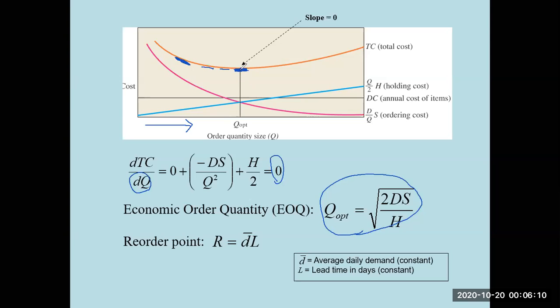And then at this point, if we increase order quantity, ordering cost decreases, but holding cost increases. At this point, the optimal order quantity, holding cost and ordering cost are the same. And then the reorder point R equals daily demand times lead time.